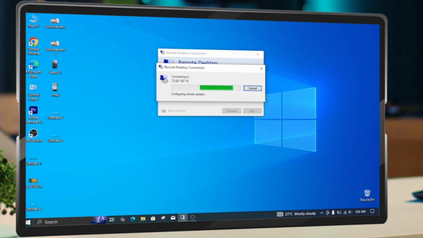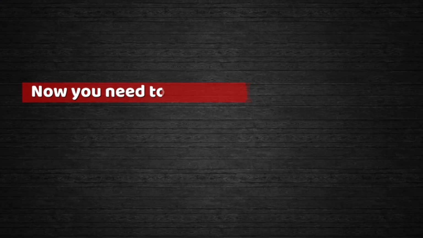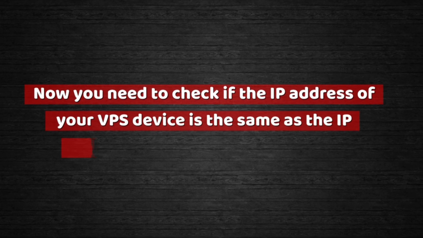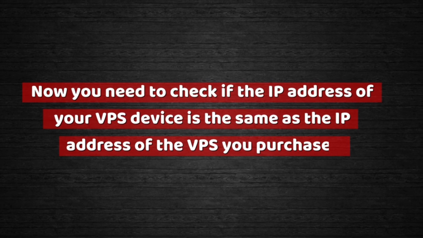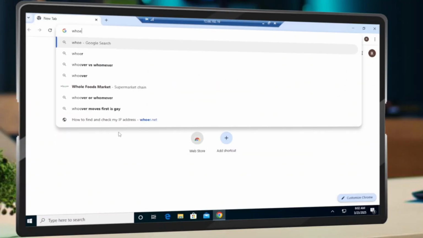Then our virtual private server is open. But now the most important thing: is this VPS original or not? To check this, you should go to any IP finder website and find the current location IP address of the VPS. If the IP address matches your VPS information, then it's an original VPS.